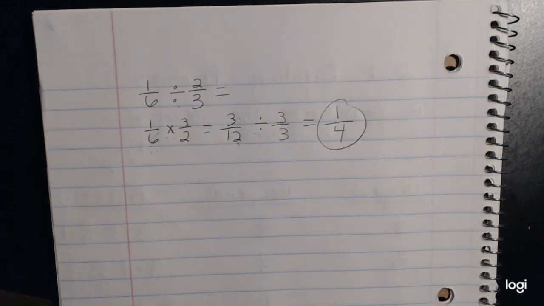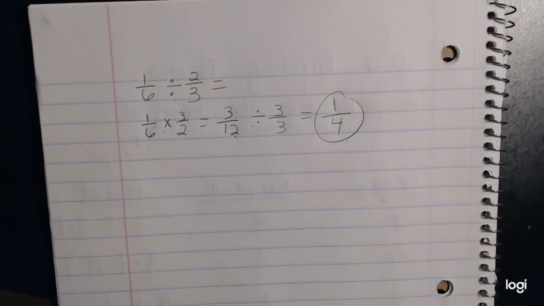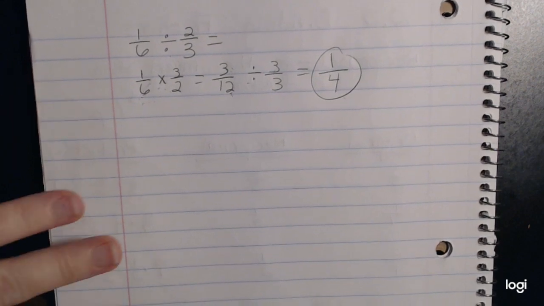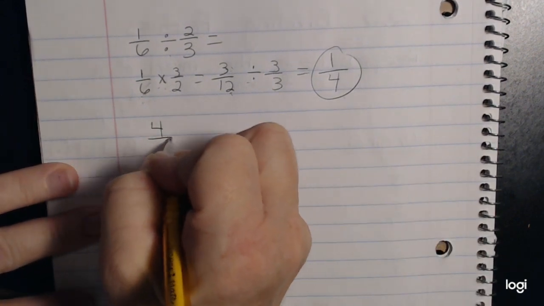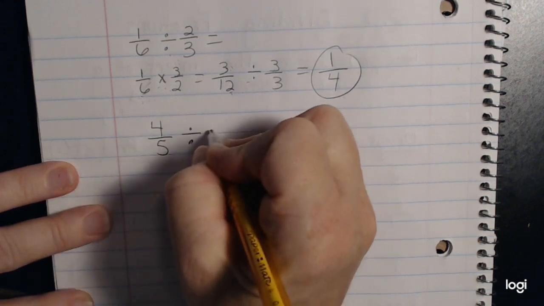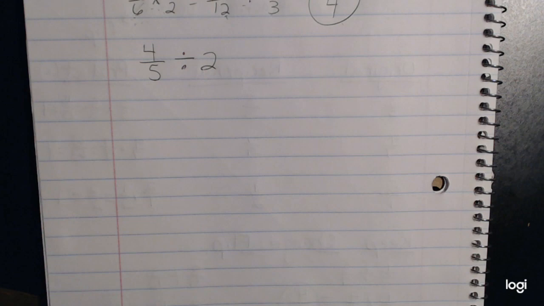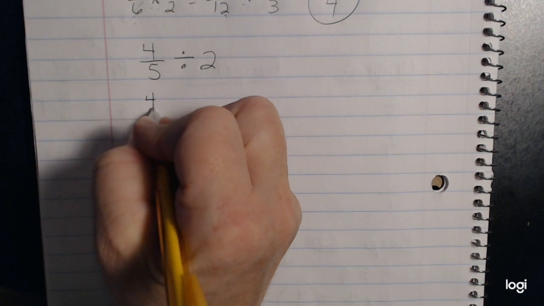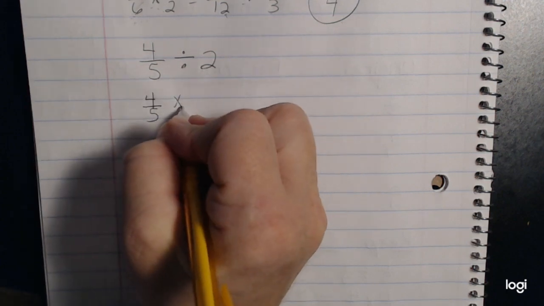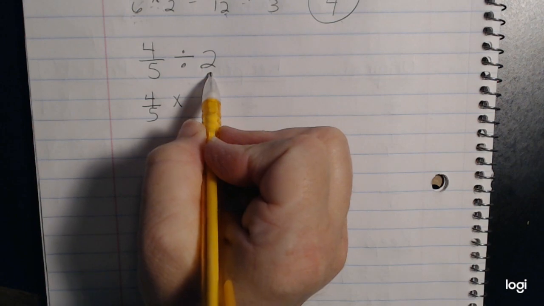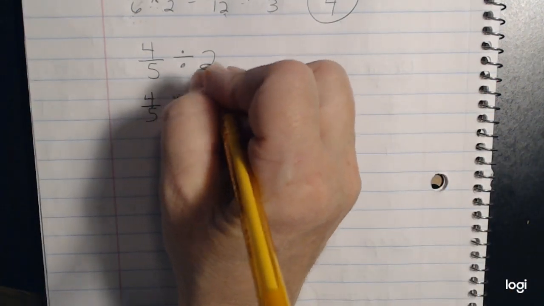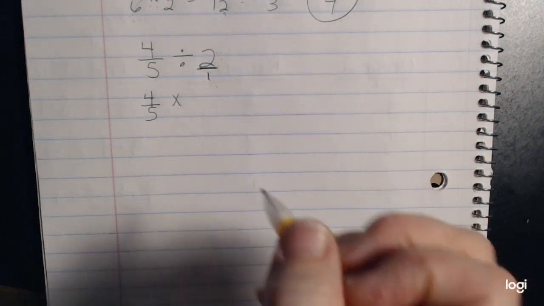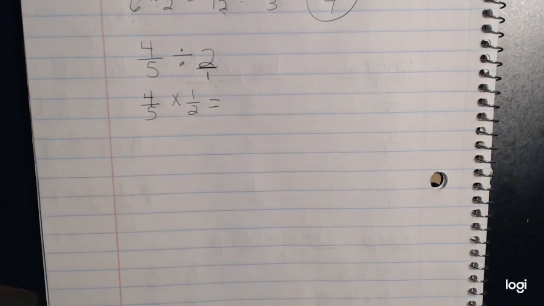All right, I'm going to give you one more practice problem. The practice problem I'm going to give to you is 4/5 divided by 2. All right, well, let's see. This is keep, change. We have to flip that. Don't forget, a whole number is always over 1. So now I have 2 over 1. Now I can flip that to 1/2.